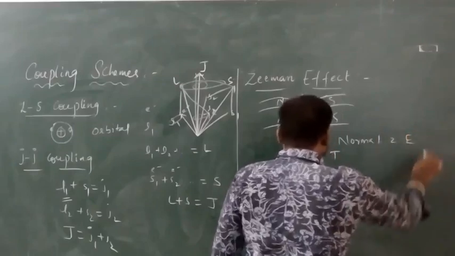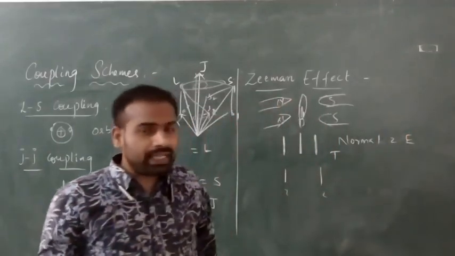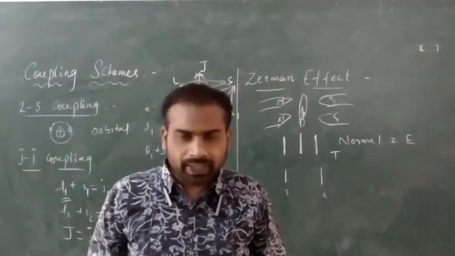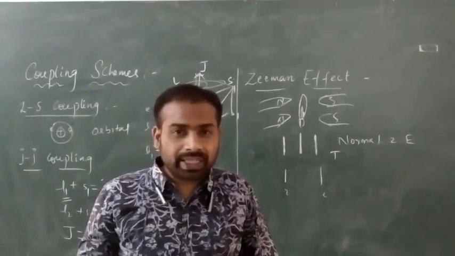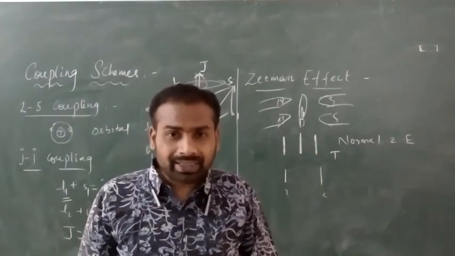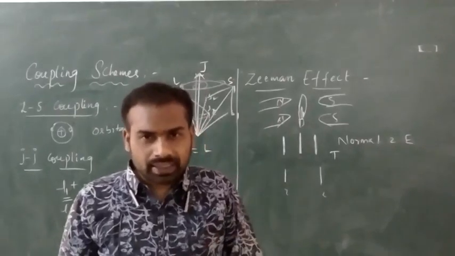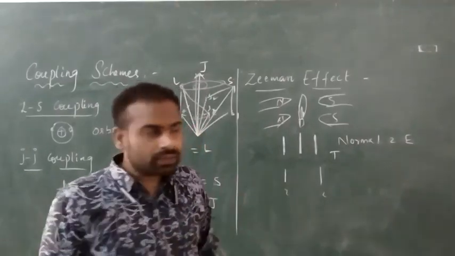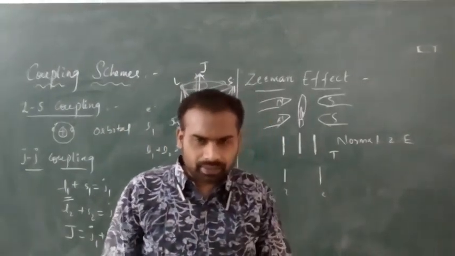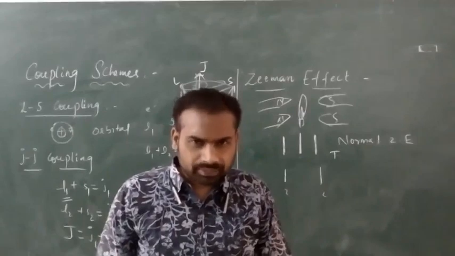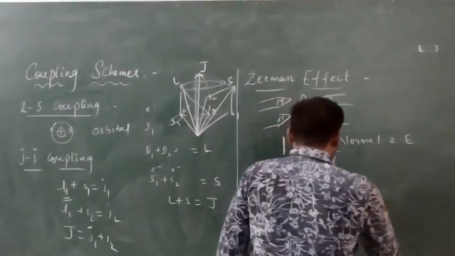Normal Zeeman effect. When the source of light is placed in a weak magnetic field, what happens? The splitting of spectral lines will be into more than three components. That is anomalous Zeeman effect. So there are more components, there is no limit. That is nothing but the anomalous Zeeman effect.